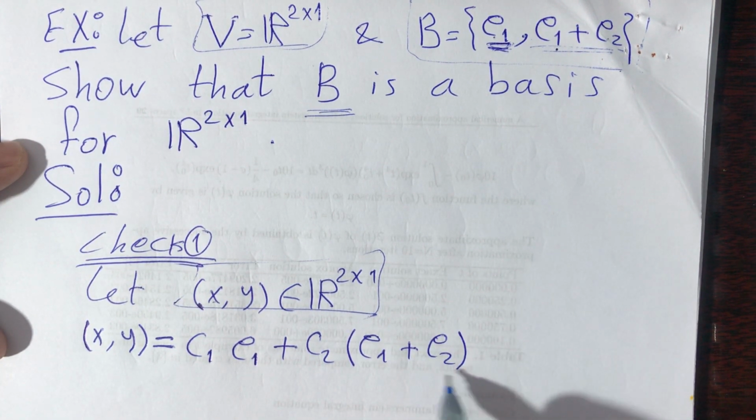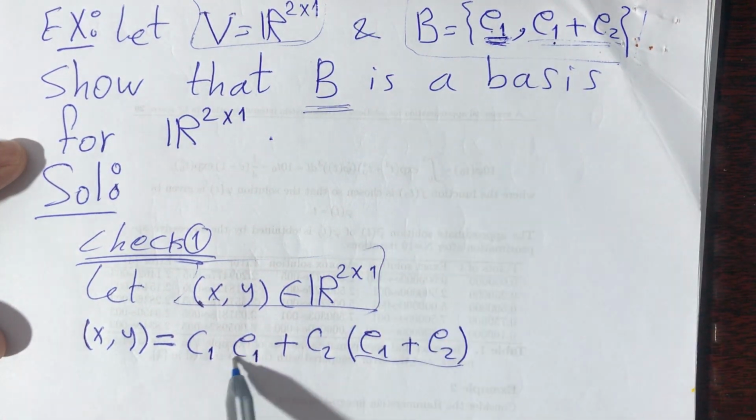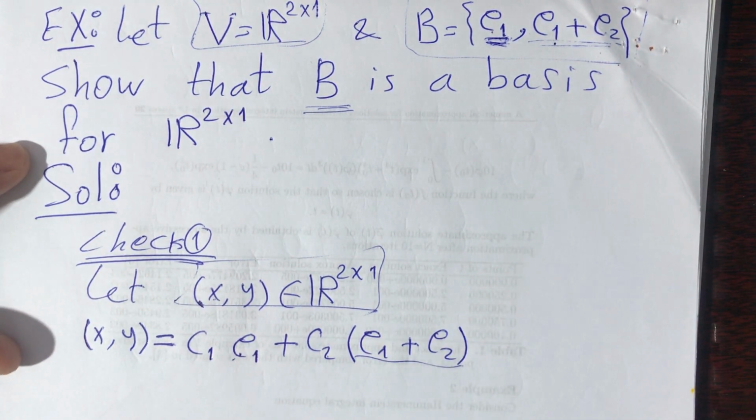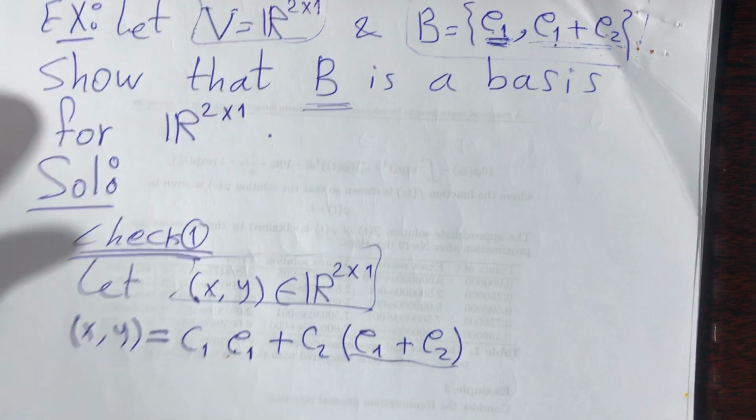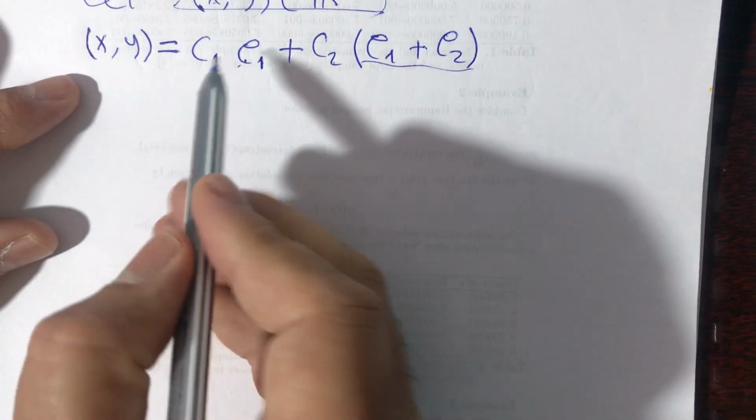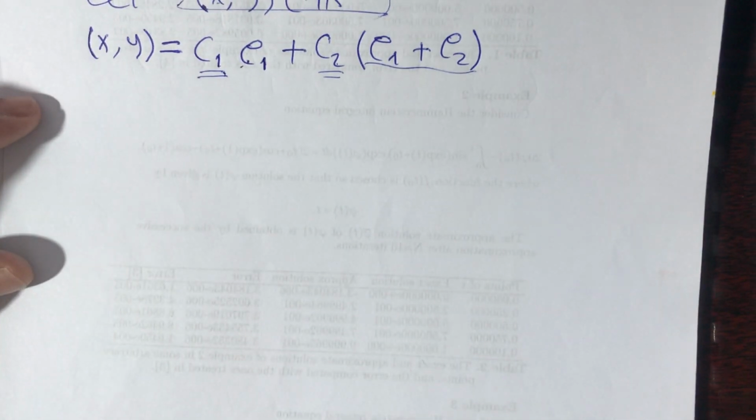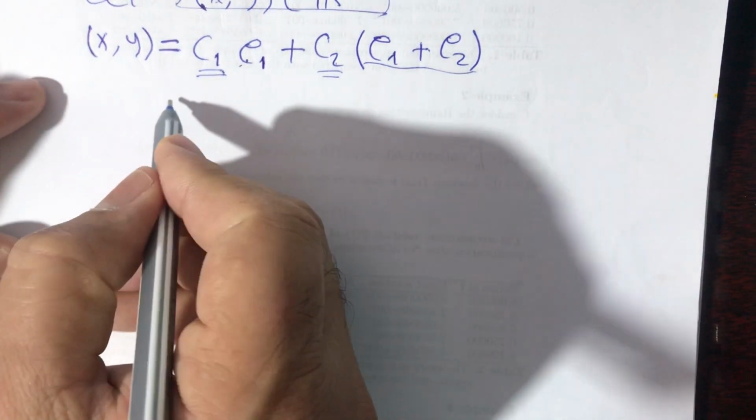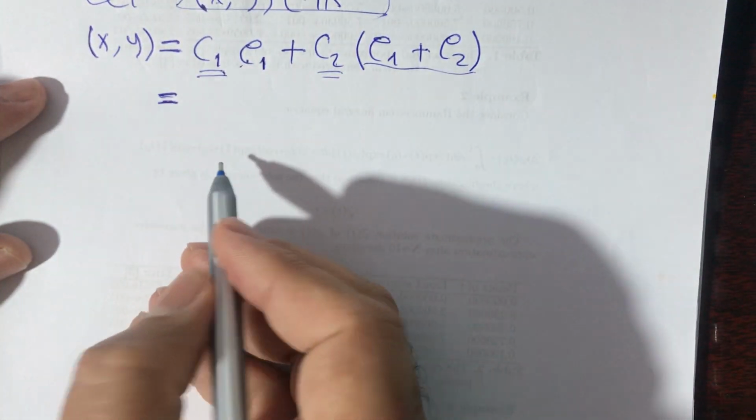This is the second element. This is the first element, E1, and C2 with this, E1 plus E2, the second element. Now try to find the value of C1, C2. Try to find these values. How? If we find these values, I can do it anyway. So write it as a linear combination of these two vectors.